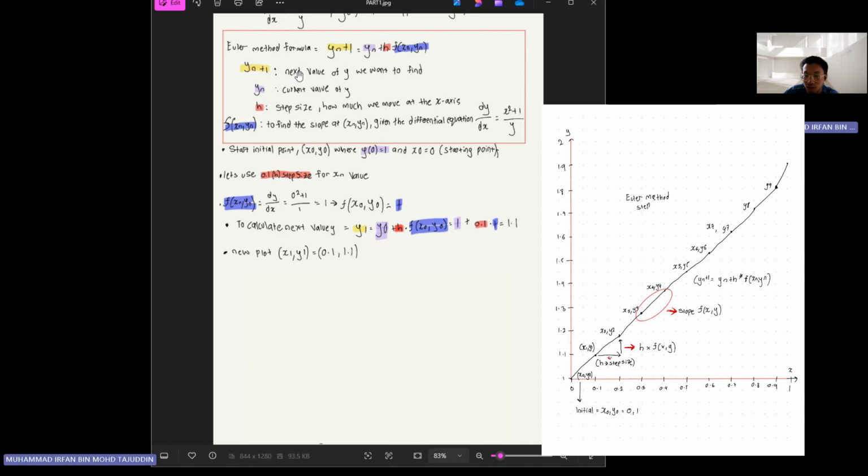Hi, today I'm going to explain the Euler method using a hand-drawn diagram. First we draw the x and y axes, and then we mark the initial point x0, y0, where y0 is equal to 1 and x0 is equal to 0. This will be our starting point.